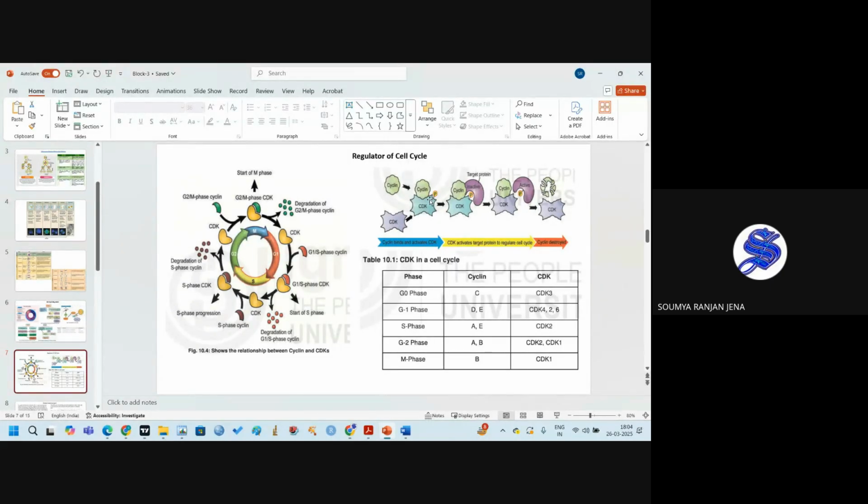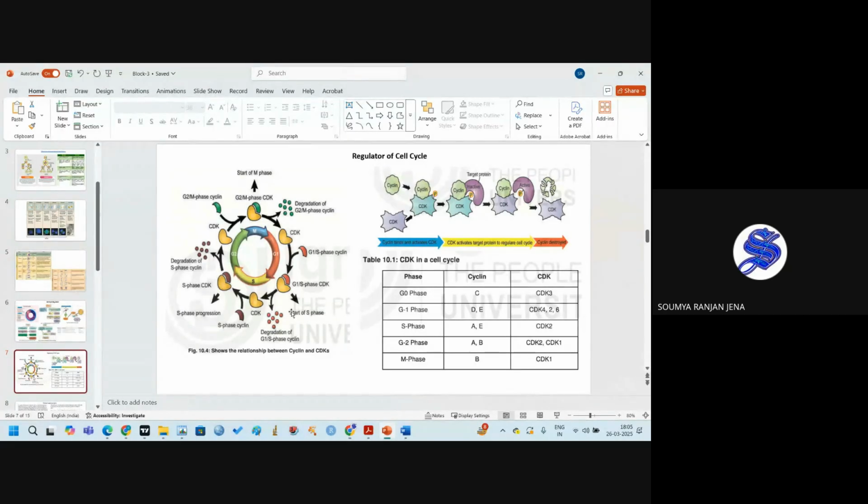After cyclin binds to the cyclin dependent kinase CDK, it will phosphorylate, and this phosphorylation activates this cyclin CDK complex. This activated complex binds to the target protein, and this target protein leads to the progression of G1 to S. Then if you go to the different phases, in the G0 phase, the quiescent or resting phase, the cyclin C and CDK3 complex is present.